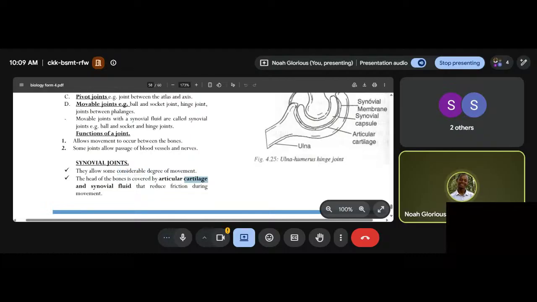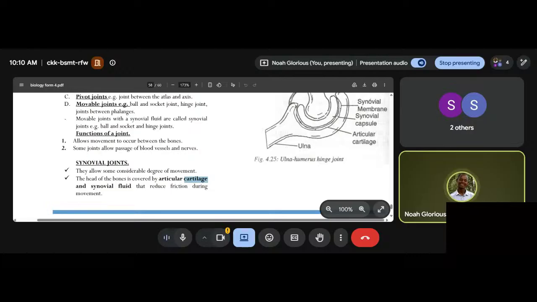Can you remember we mentioned cartilage? Like on the head of the humerus. Yeah. On the head of the humerus, on the head of the radius, on the head of the femur, there is cartilage. Cartilage, we said, is a soft bone.